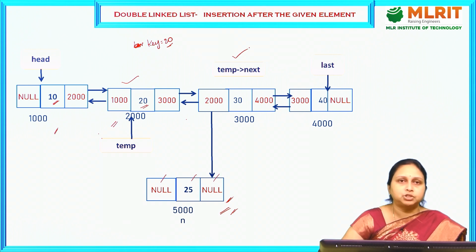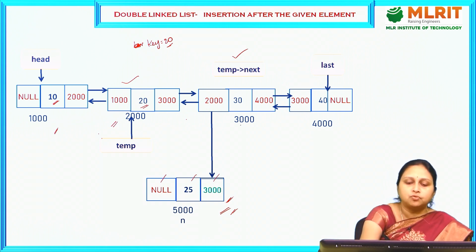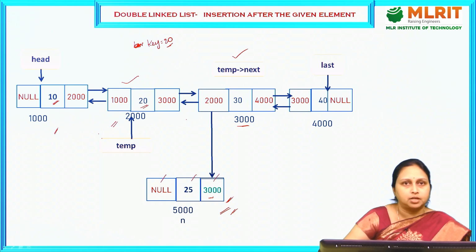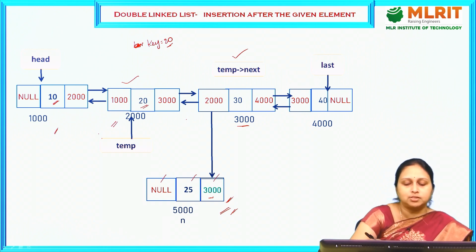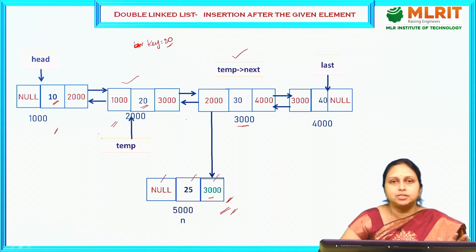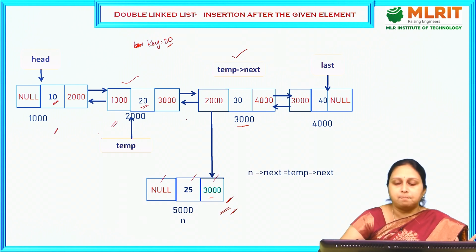This is the right connection which we are going to make. I have given you a note at the starting itself, that we need to make the right connections first, followed by the left connections, right? Now, this is the first right connection, where I am going to store this address of 3000 in this location. What is the step we need to write? 3000 is storing into this location. What is this called? N arrow next. The location we first need to identify. N arrow next equal to temp arrow next. This is the step where we represent next.